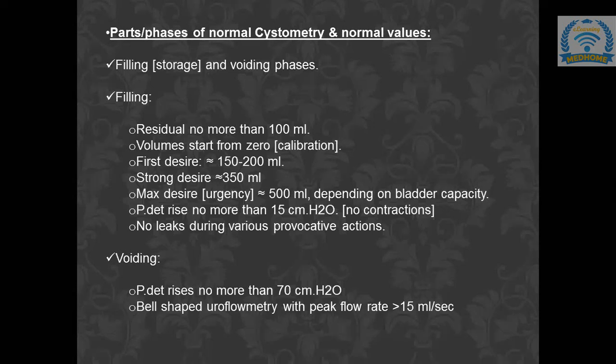Okay. So now what are the normal cystometry values? These are the values that we should all be remembering by heart, or we should be mugging them up. So now in the filling phase, what are the normal values? And in the voiding phase, we need to understand.